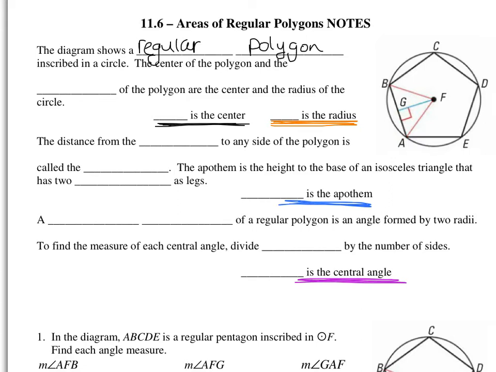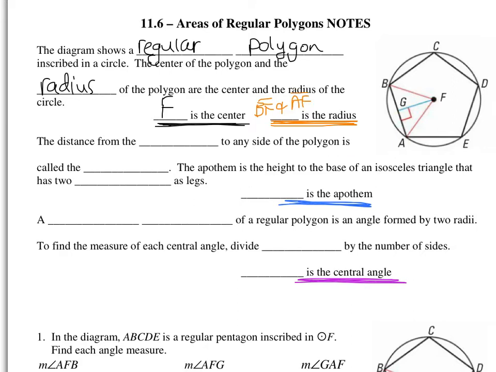The center of the polygon, that's my point F right there, and the radius of the polygon are the center and the radius of the circle. That means they are the same thing. So the center of my polygon is F, and it's also the center of my circle. The radius of my circle would be from F to A or F to B, and that's also the radius of the polygon. The radius is BF, and it's also AF, just depending which side you look at.